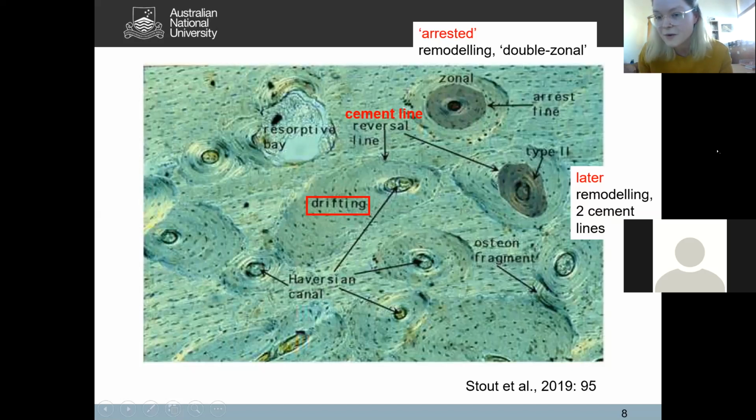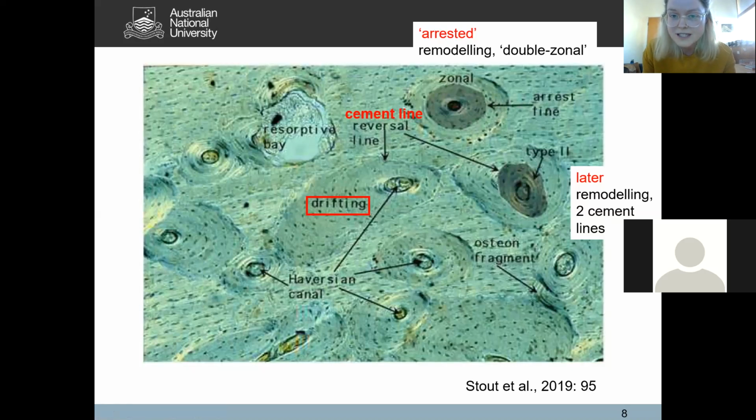And then the only other one that we still need to bring up for you to take away from this session is a double zonal osteon. Now, this one looks a little bit similar to a type 2, because it does look as if it's embedded, the smaller one is embedded in a bigger one. But the difference is that there is basically no cement line, or what we call that reversal line, of a BMU.